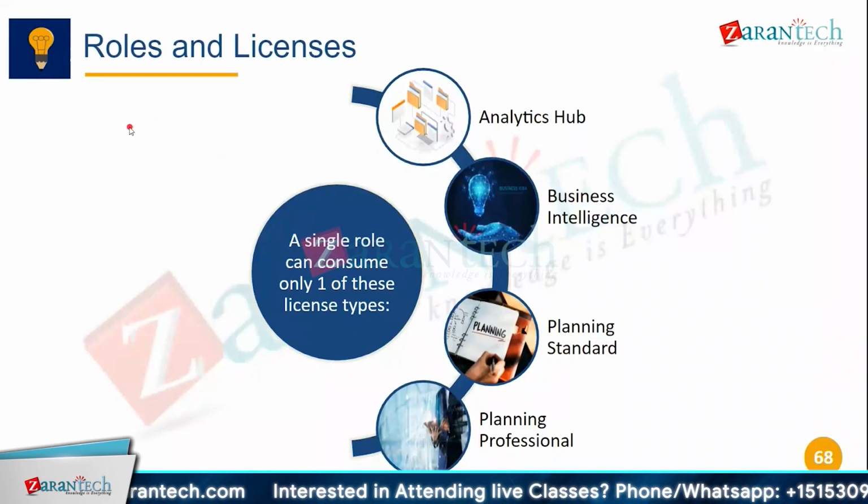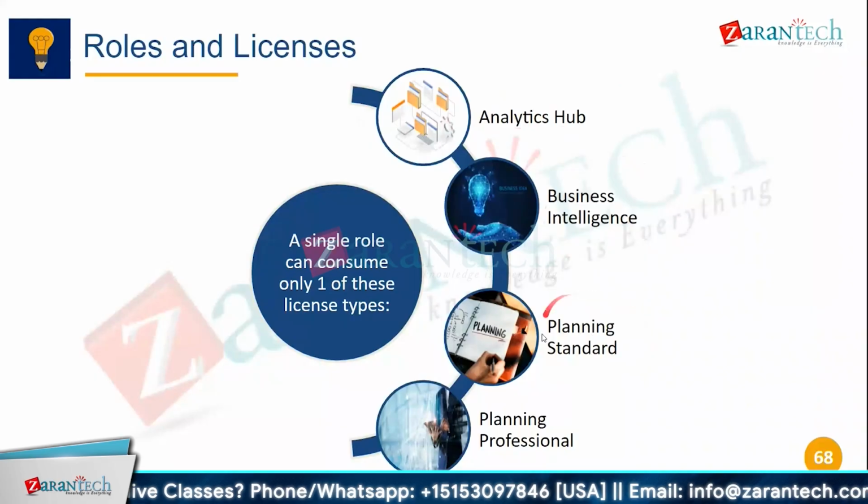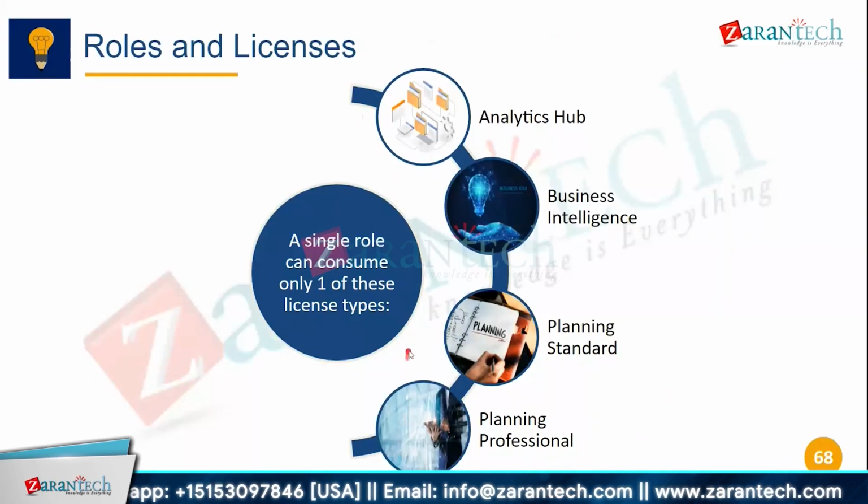Next, we have the roles and licenses. With respect to the roles and licenses, this is Analytics Catalog now. It is renamed to Analytics Catalog. Then there is business intelligence roles. Then there is planning roles, planning standard roles, and planning professional roles. So these are the typical 4 types of licenses that are available within SAC.